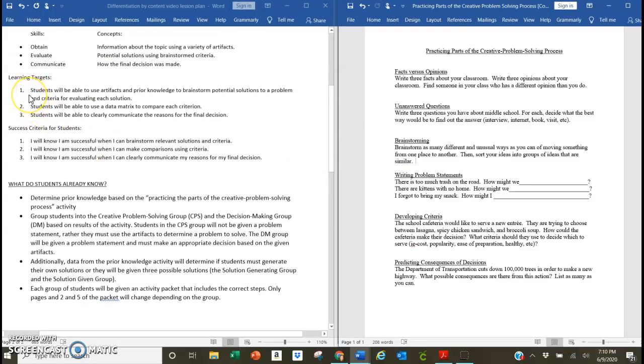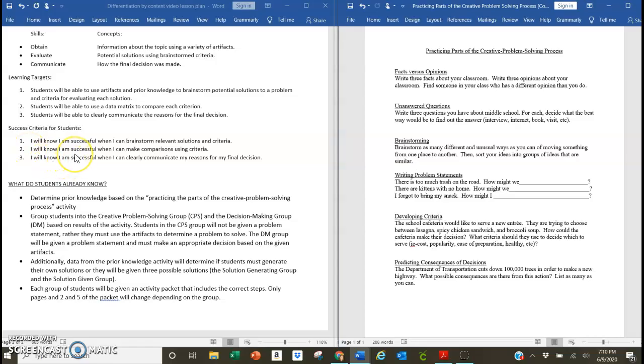Their learning targets: they'll be able to use artifacts and prior knowledge to brainstorm potential solutions to a problem and criteria for evaluating each solution. They will be able to use a data matrix to compare each criterion, and clearly communicate the reasons. The success criteria, which we will talk about as a class after reviewing what standards we're covering: students will know that they're successful when they can brainstorm relevant solutions and criteria, make comparisons using criteria, and clearly communicate their reasons.